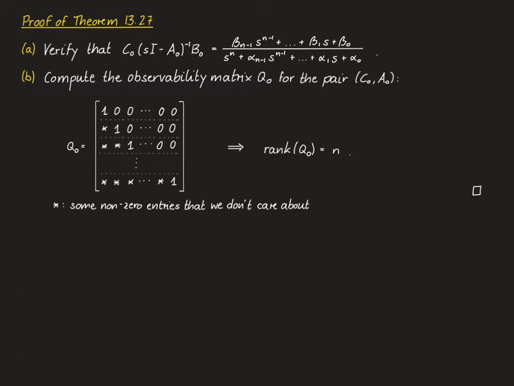And for part B, where we need to show that the state space model in equation 44 is canonically observable, we just compute the observability matrix QO for the pair CO, AO, which looks like this, where we have all ones on the diagonal, only zeros in the upper right triangular part, and some non-zero entries in the lower left triangular part. Observe that no matter what these non-zero entries are, the rank of the matrix QO will always be equal to n, and hence the system will always be observable.